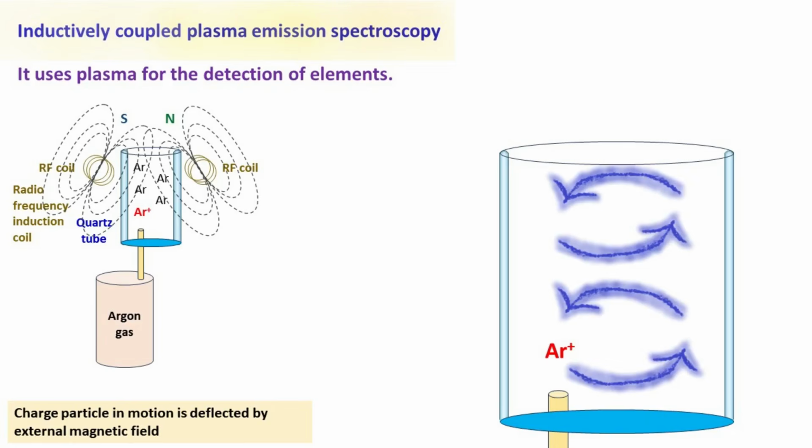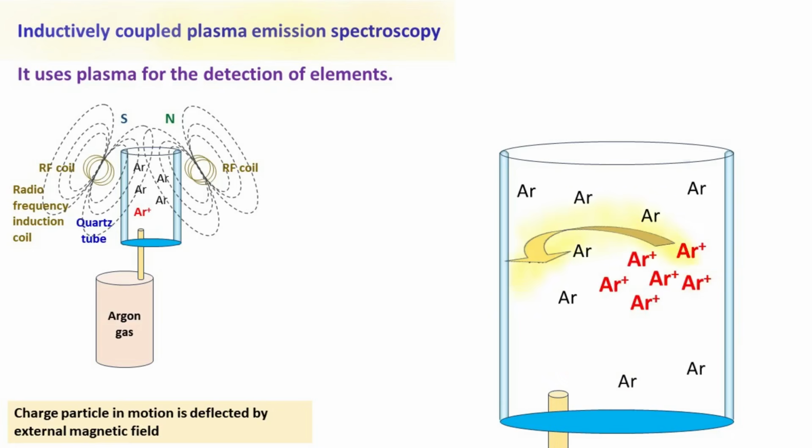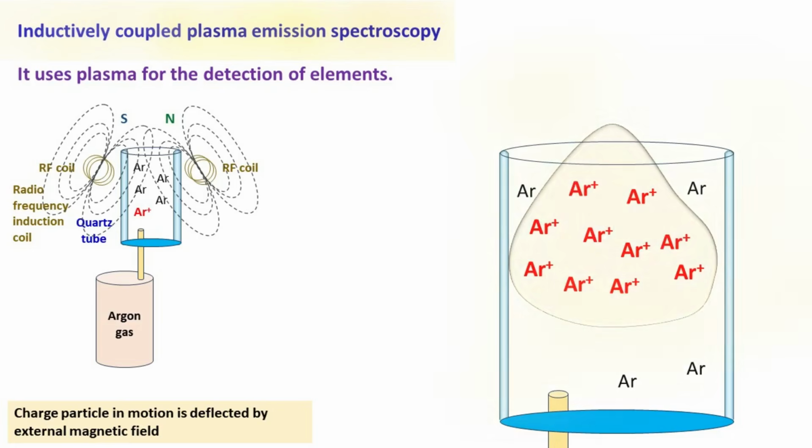Since the magnetic field oscillates at high frequency, the argon ions will have high velocity while moving in a circular path. During this process, the argon ions will collide with other argon atoms and generate more argon ions. This ionized gas is known as plasma. The plasma is the fourth state of matter.